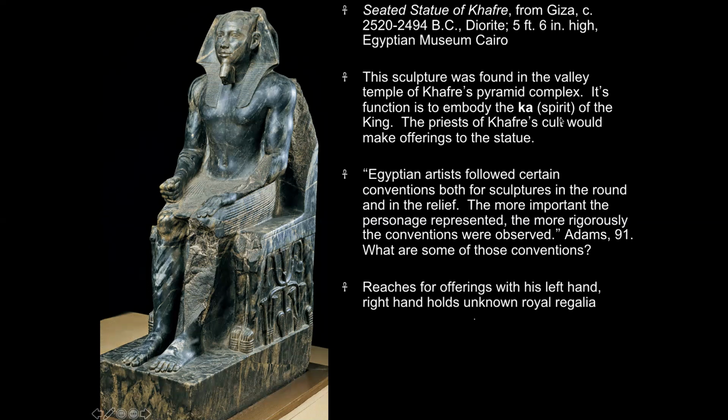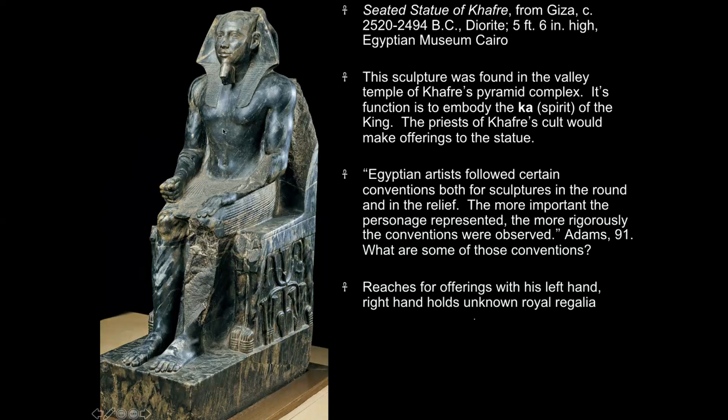And that's something to remember with almost all Egyptian artworks. Even though they are beautiful and aesthetic, at the same time, they have a spiritual purpose, and that's why they were made. So Egyptian artists followed certain conventions, both for sculptures in the round, that means three-dimensional ones, or in the relief, that means two-dimensional ones that are kind of carved into the two-dimensional surface. The more important the personage represented, the more rigorously the conventions were observed.